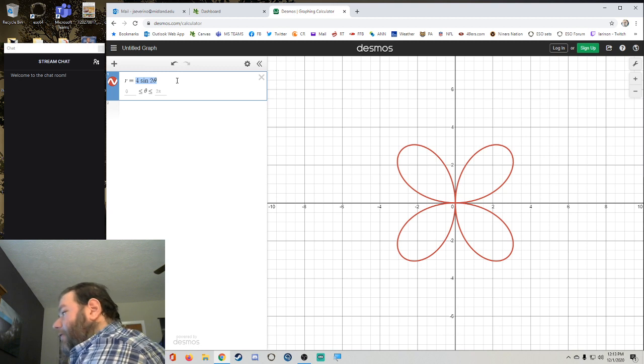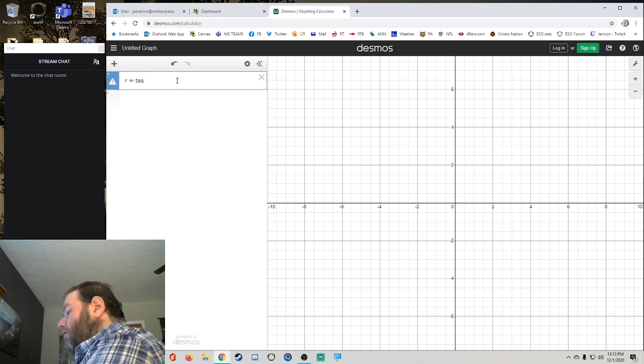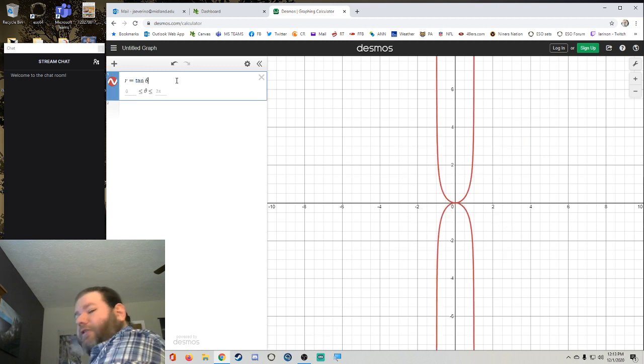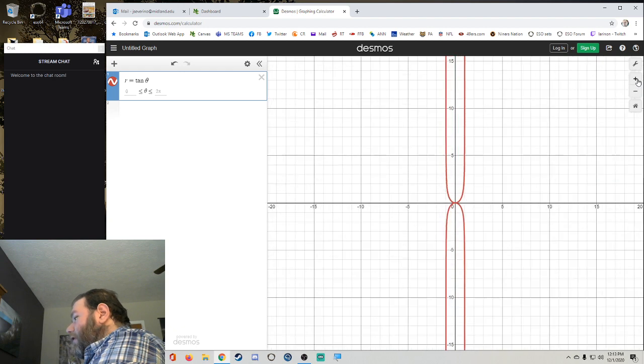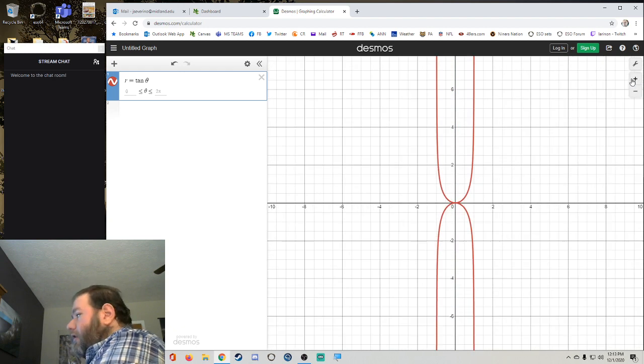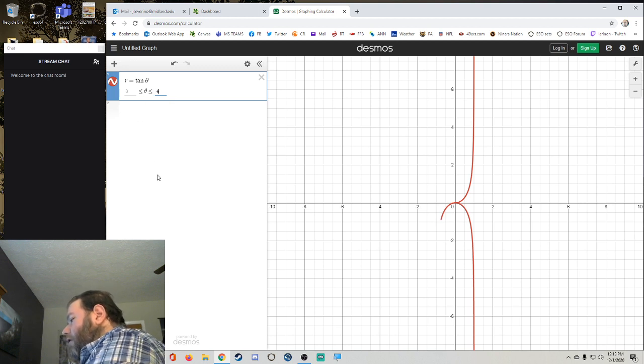Now, we haven't really talked about tangent. Tangent theta is kind of crazy, to be honest. Zoom out. It's actually continuing to infinity in those directions, because the tangent graph can grow without bound. Now, if we change the domain to 4 pi, actually, I can go up to 10. No, it still does basically the same thing. Yeah, it's not going to do anything interesting.